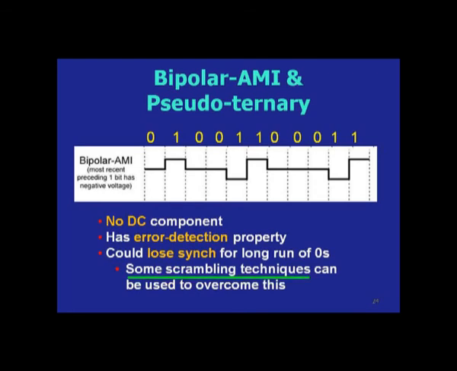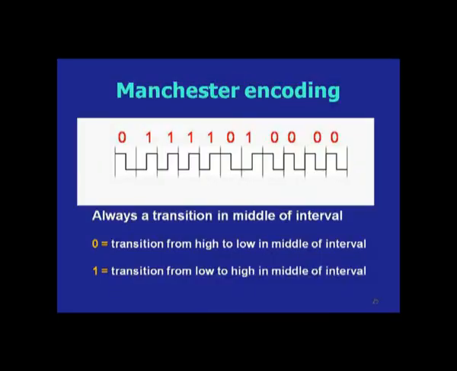Okay, so this is one thing we have. The next encoding scheme that we have is a Manchester encoding scheme. This is a very interesting encoding scheme. What we do here is you always make sure that there is a transition for every single bit that is transmitted. Which means we want to make sure that clock synchronization is never a problem. So always there is a transition.